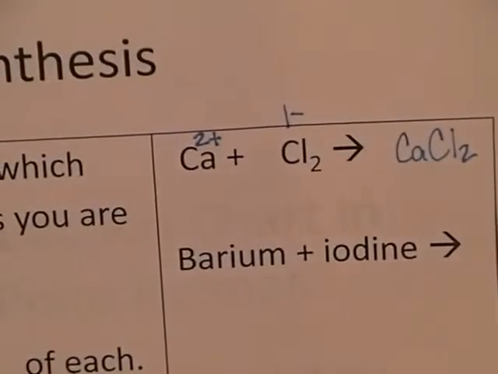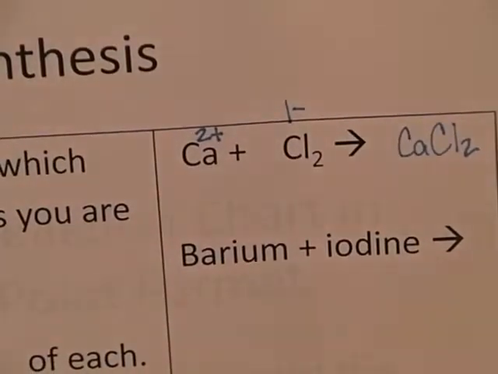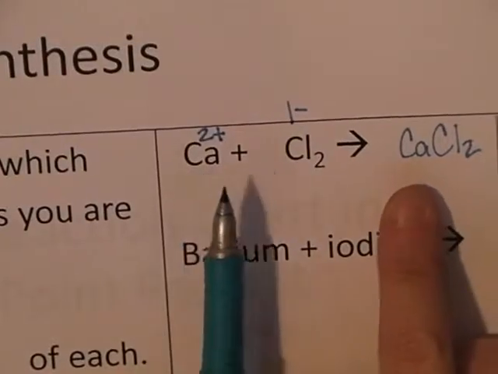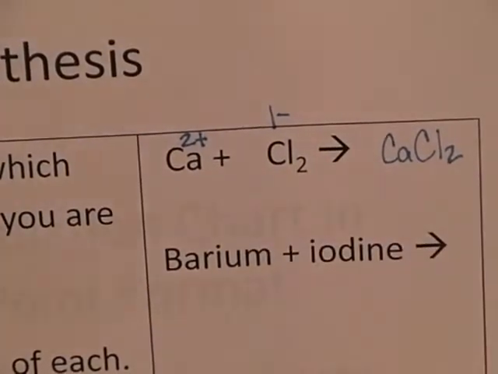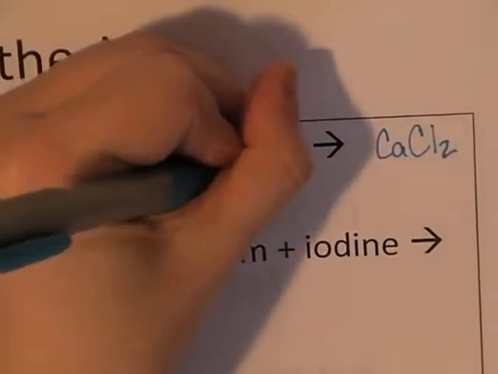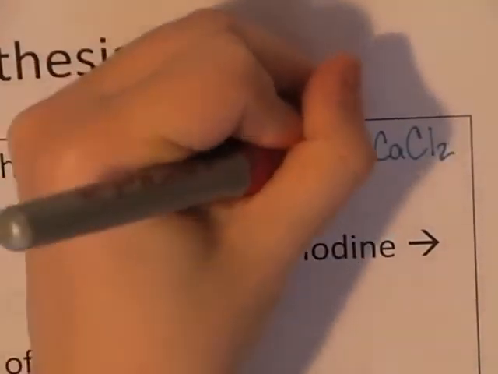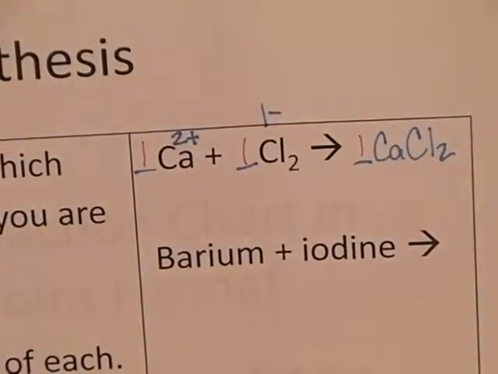Okay? Last thing you'd want to do is balance. So we count on each side. Calcium 1, chlorine 2, chlorine 2. You don't have to add anything, or if you really felt the urge to, you could put a 1 in front of all of them to show that it's already balanced. Right.